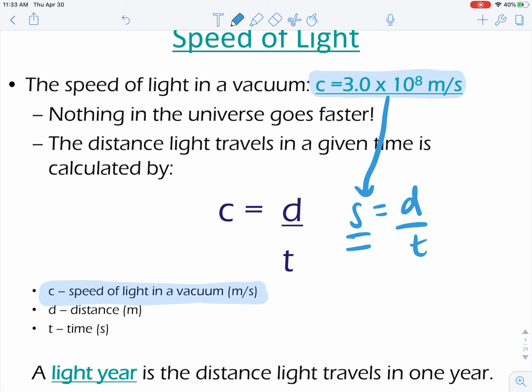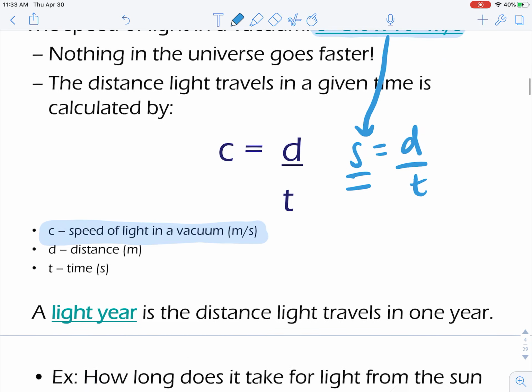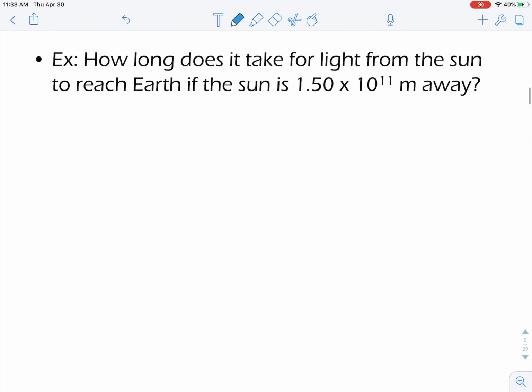And something to just know, a light year is a measure of distance, not a measure of time. So a light year is how far light can travel in 1 year, which if you think about how quickly light can travel, that must be a pretty far distance.